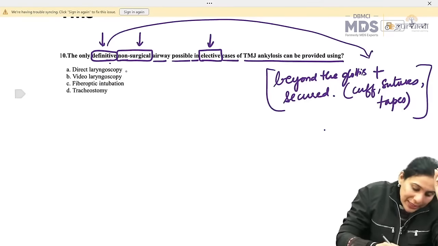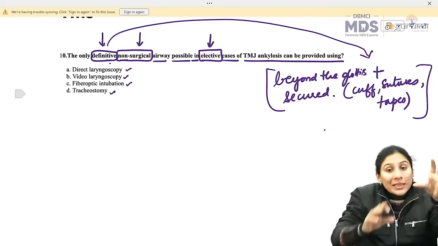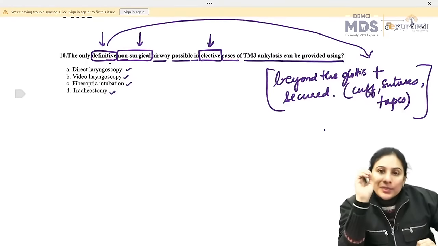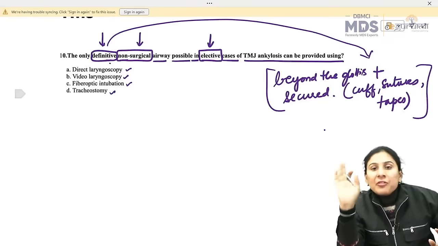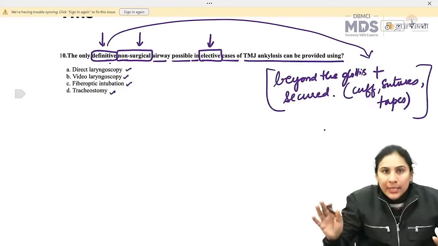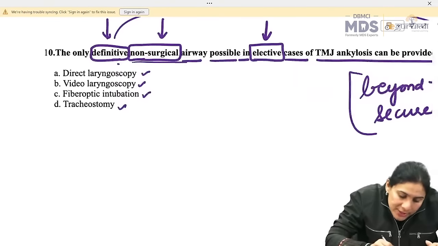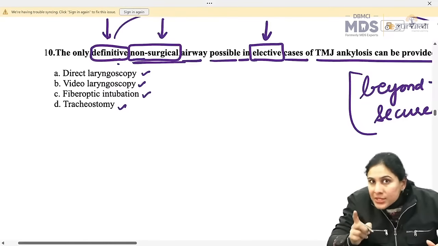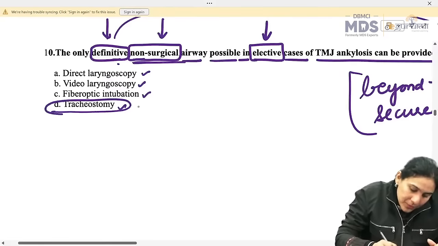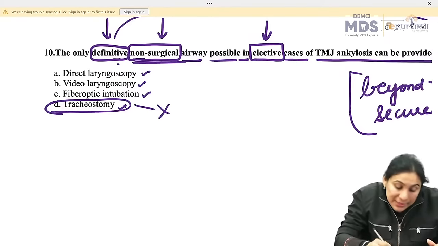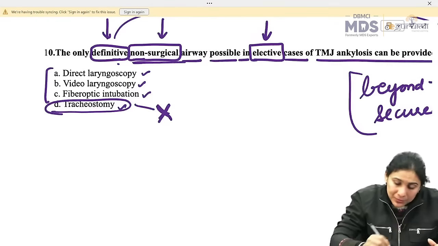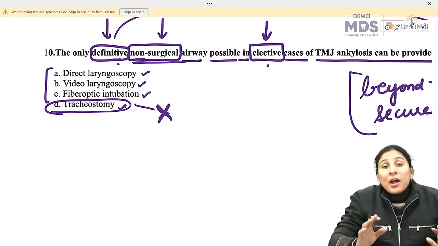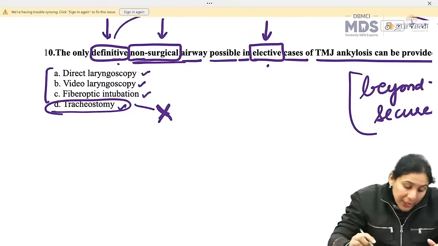So with direct laryngoscopy, video laryngoscopy, fiber optic intubation, tracheostomy, with all these methods, you can put a tube in the trachea, which is beyond the glottis, secured there and giving a definitive airway. So definitive, all are correct. Coming to non-surgical airway. This is a surgical airway, so it is out. Now what are we left with? A, B and C. In elective cases means you have time. There is no emergency.